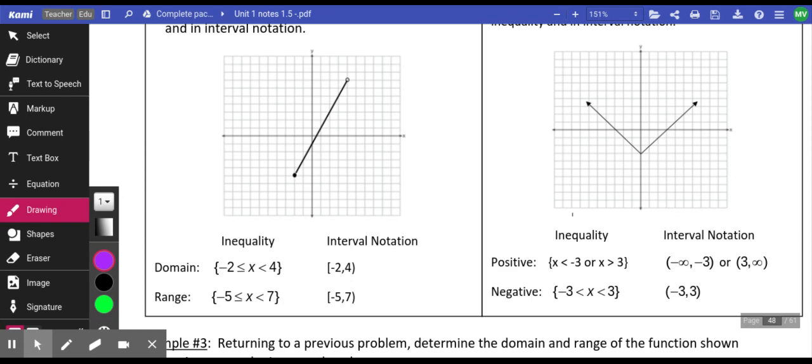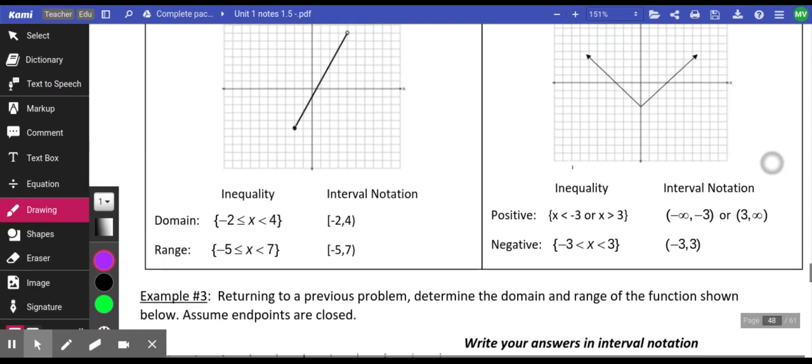And the inequality for our range is -5 is less than or equal to y is less than 7. So again, that's -5 to 7, closed to open. Our negative values is when it's between -3 and 3. So it's when it's in the negative values, and that's -3 to 3 parentheses.